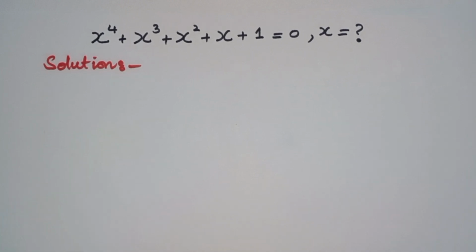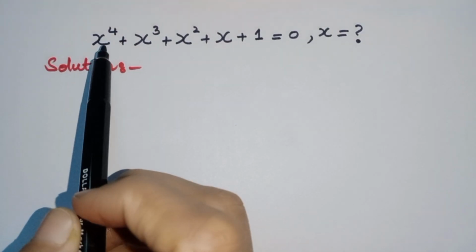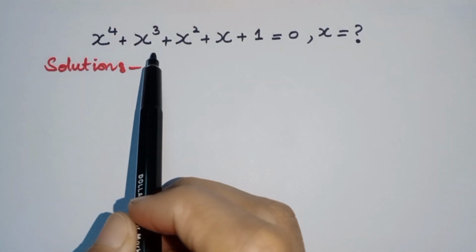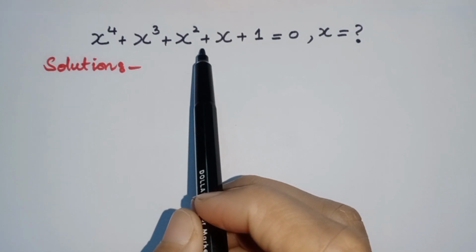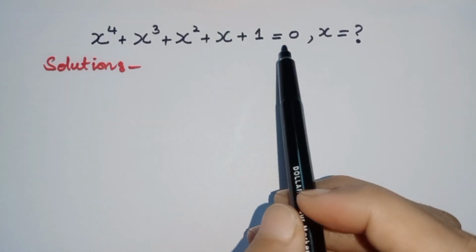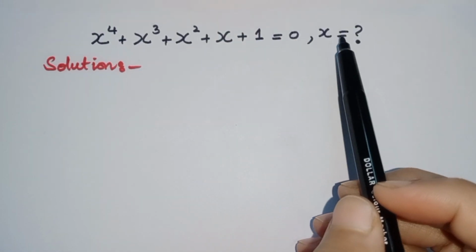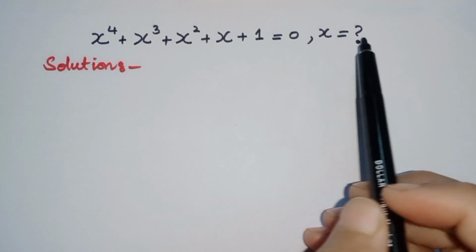Today we are going to solve a question that is x to the power 4 plus x to the power 3 plus x to the power 2 plus x plus 1 is equal to 0. We need to find out the value of x. So let's begin.